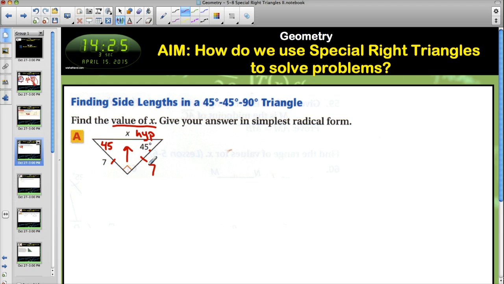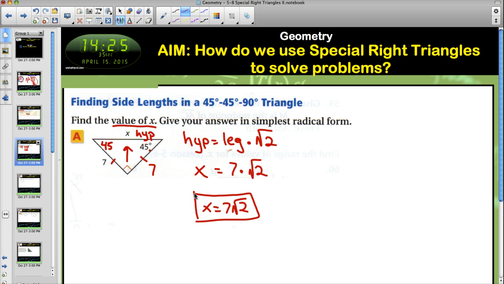In a 45-45-90 triangle, the one shortcut associated with it is that the hypotenuse is equal to the leg times the square root of 2, whatever the measure of the leg is. The hypotenuse in this case is x, and the leg in this case is 7, times the square root of 2. So x is equal to 7 radical 2. This is also already in simplest radical form. So I answer the question: the value of x is 7 radical 2.